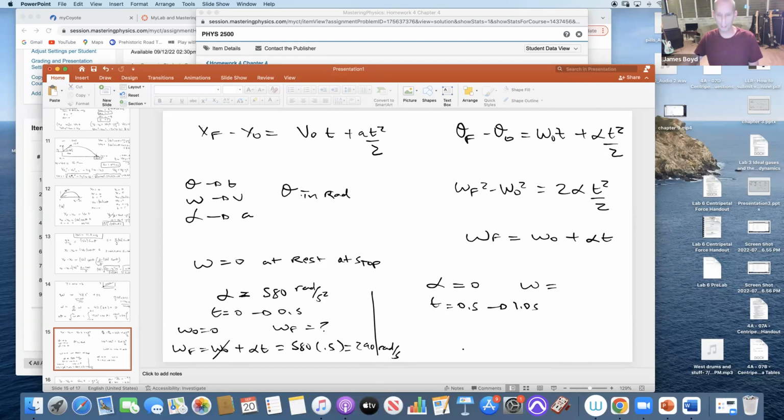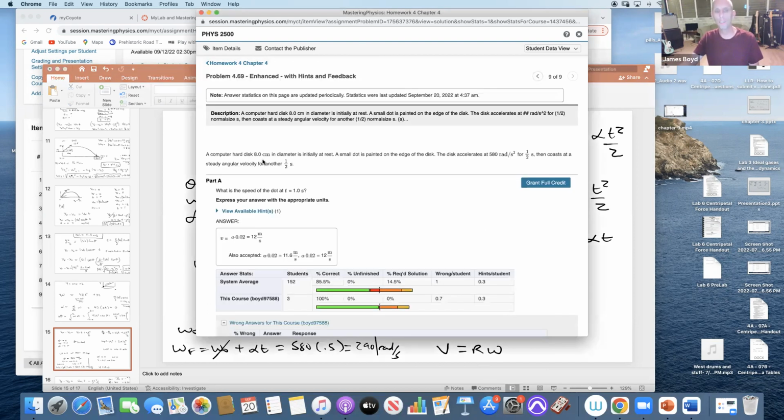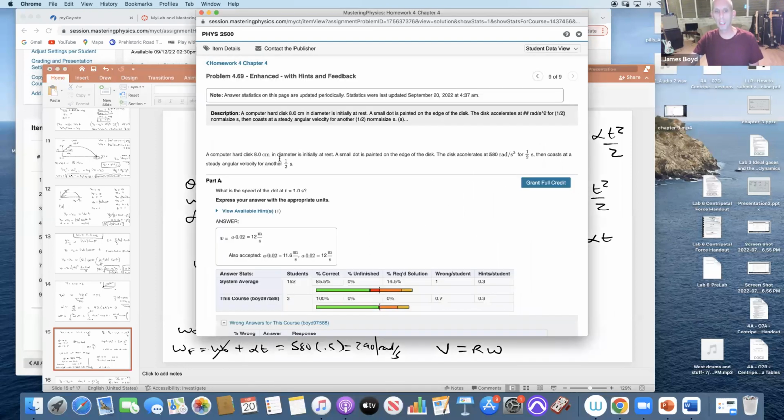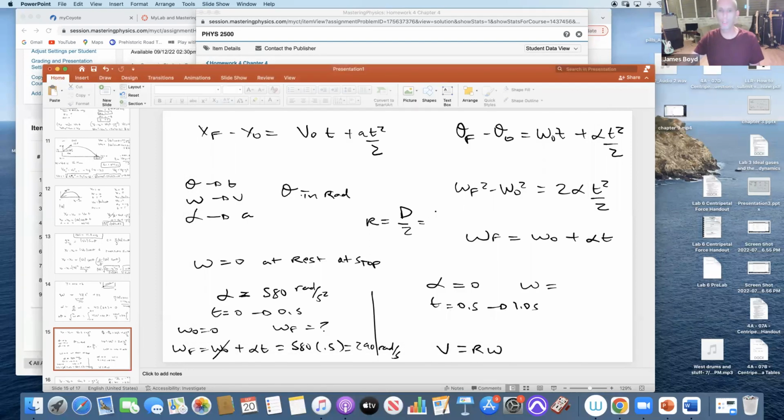However, we want v, and v is equal to r omega. Now here's the problem. If you read this, R is half the diameter, but it also needs to be in meters. So 0.08 meters divided by 2 is 0.04 meters. So this is 0.04 times 290 rad per second. You'll notice that velocity gives us meters per second times rads. Rads are not units.